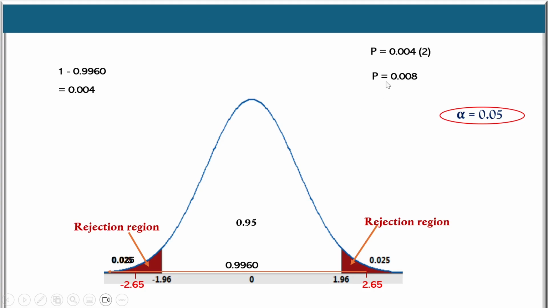And to understand it better, what this p-value of 0.008 means is that when we subtract it from 1, we get 0.9920, meaning you have to be 99.2% confident to be able to accept the null hypothesis, and that is not possible because we are using a sample and we have chosen a confidence level of 95%. So we can't use 99.2%. That is why we have to reject the null hypothesis.